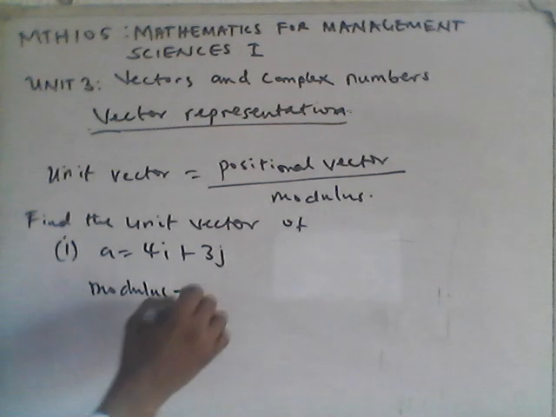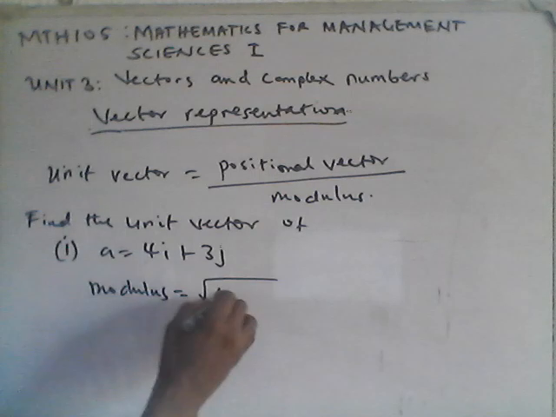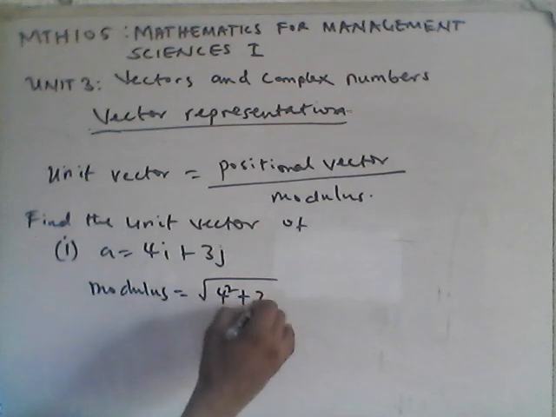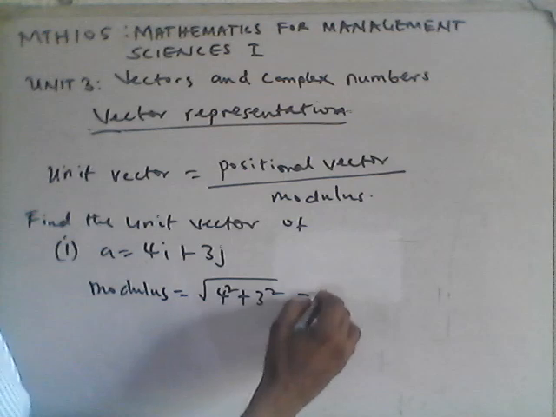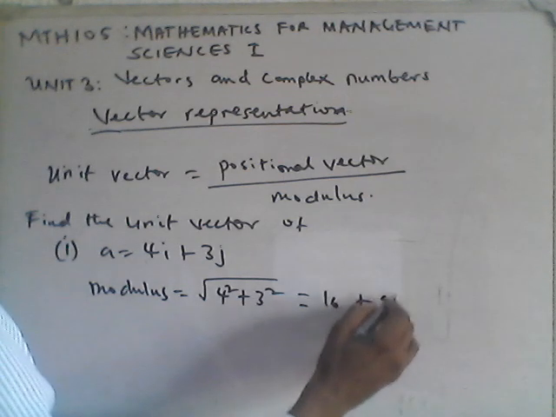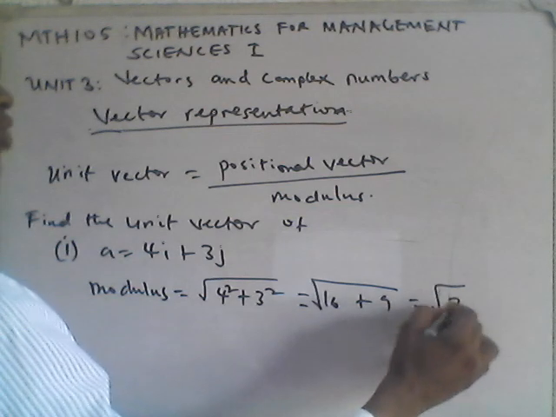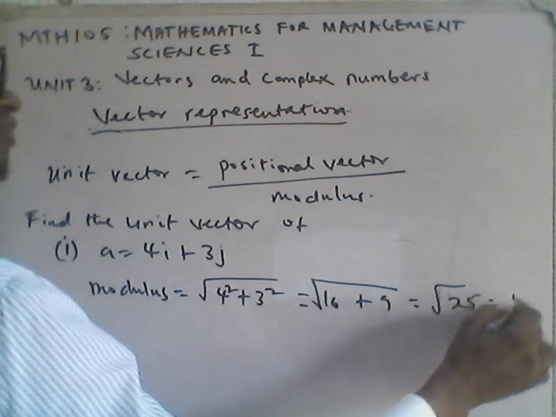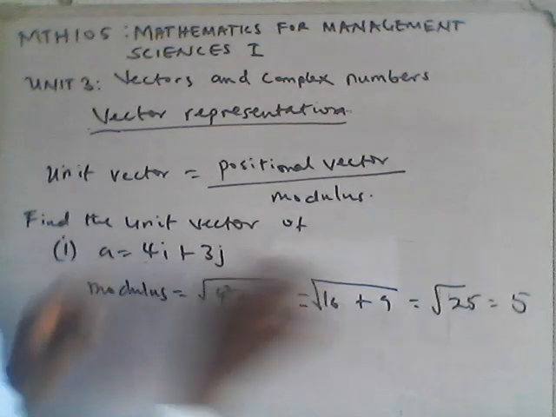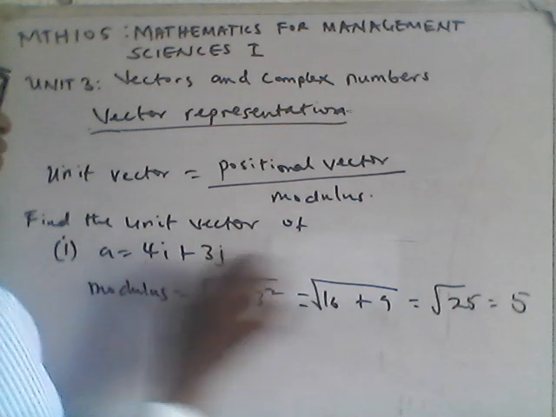Modulus is equal to the square root of 4 square plus 3 square. 4 square is what? 16. 3 square is what? 9. All square roots. Then 16 plus 9 is 25. All square roots. And the square root of 25 is 5. So the modulus of this particular positional vector is 5.